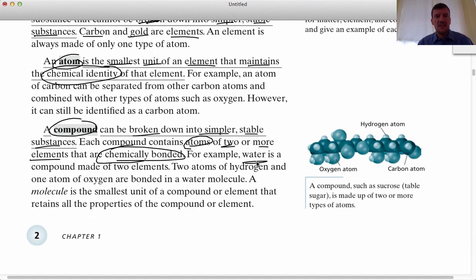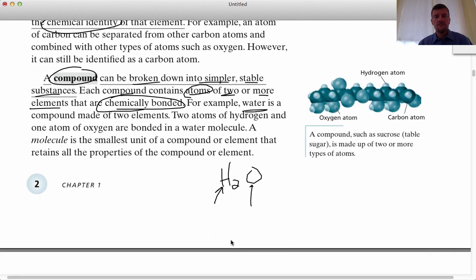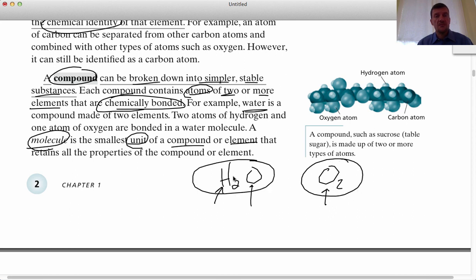So water is an example of a compound. H2O, you probably are familiar with that. So H2O has 2 parts hydrogen to every 1 part oxygen. Okay? It forms, by the way, a molecule, and a molecule is the smallest unit of any compound. Or it could also be an element, because oxygen, for example, is an element, but it always appears in nature as 2 oxygen atoms together. So this would be a molecule as well.